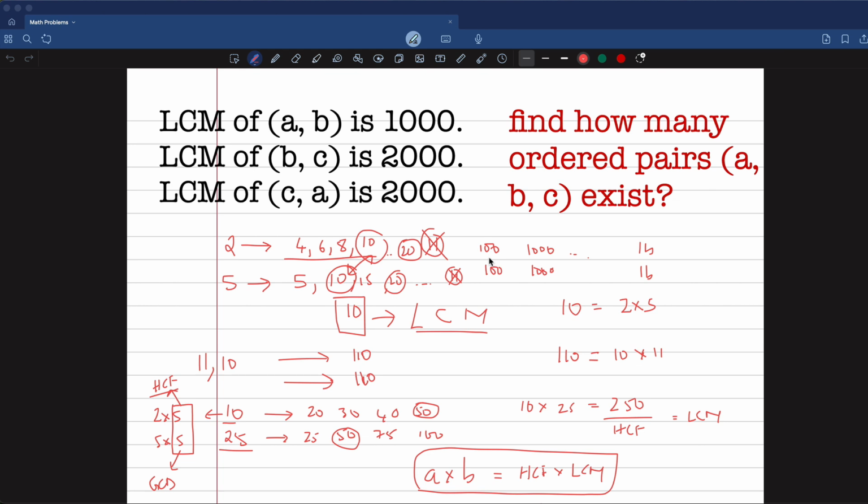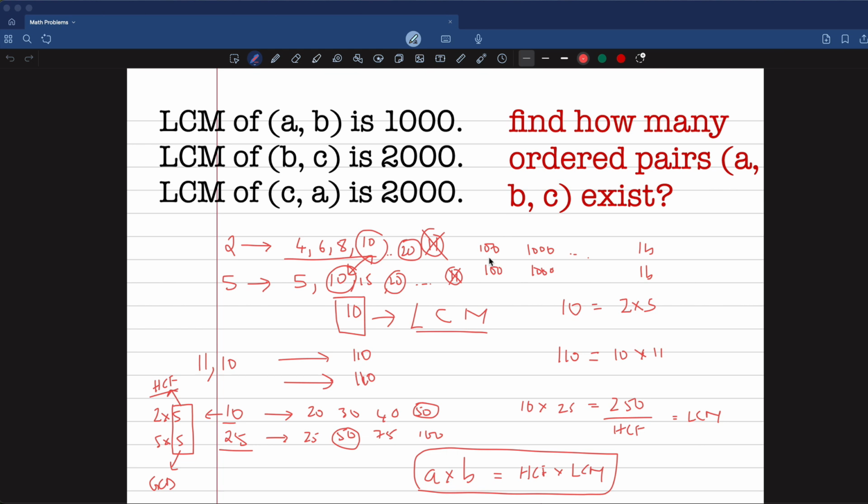The LCM of three numbers, we're actually taking two at a time. So the LCM between the first two numbers A and B is 1000. The LCM between the second and the third number B and C is 2000. And the LCM between the first and the third number A and C is 2000. And the question is about finding the number of ordered pairs A, B, C.